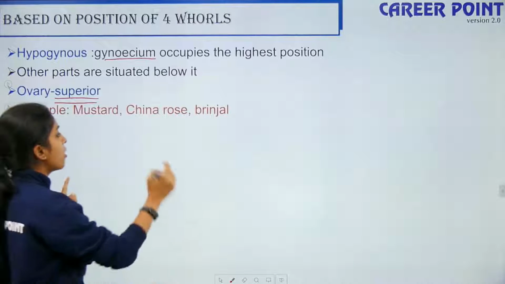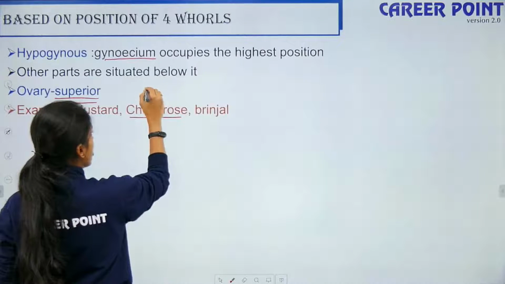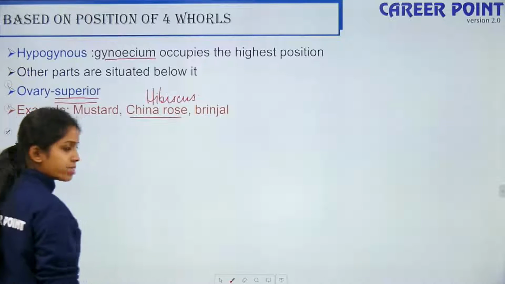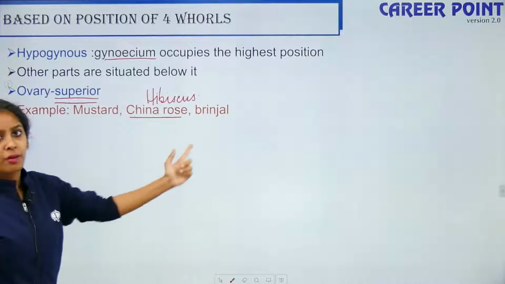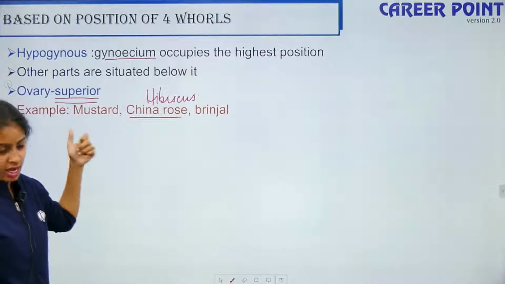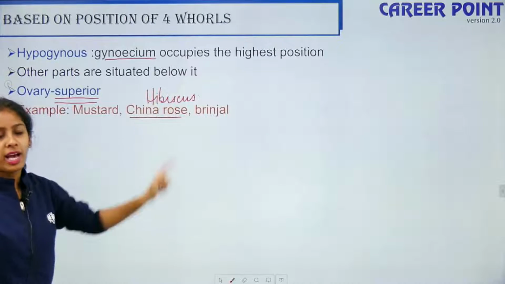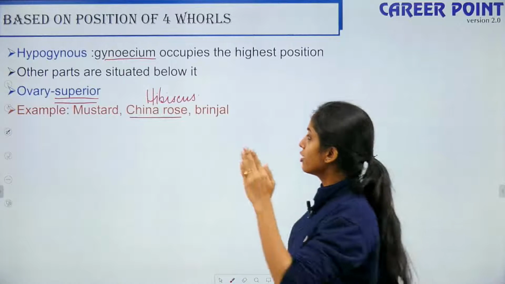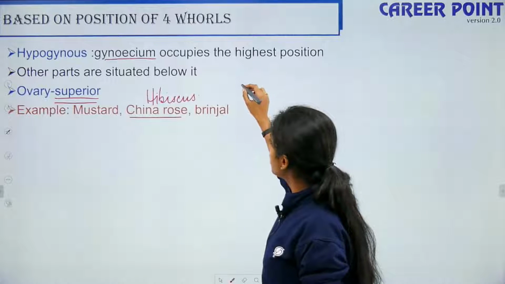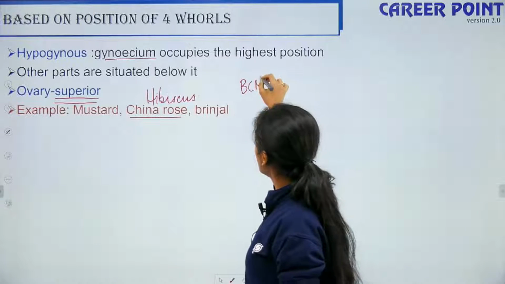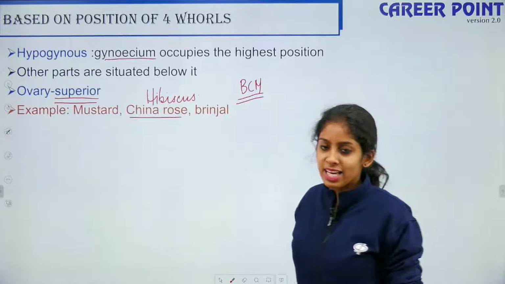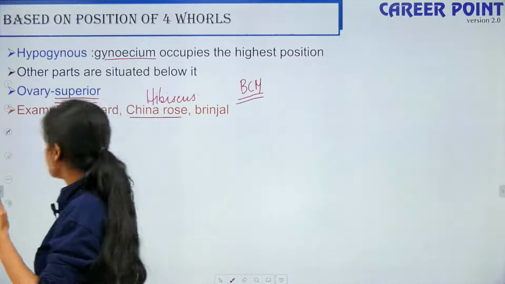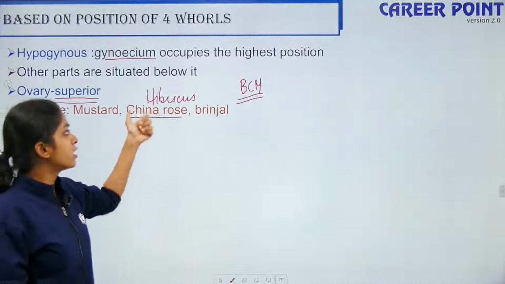I told you China rose is your hibiscus, and mustard has yellow flowers. To make brinjal curry, you add mustard in the starting. So remember it like this, and you pluck your hibiscus flower. In these three, you have the ovary in the superior form. You can remember this as BCM: biology, chemistry and maths, or any way you want. You can remember MHB also. Hibiscus is your China rose.